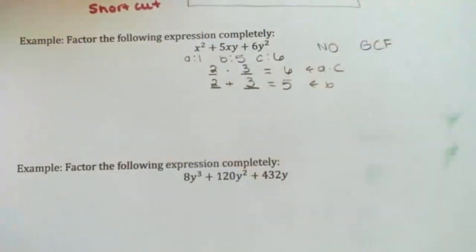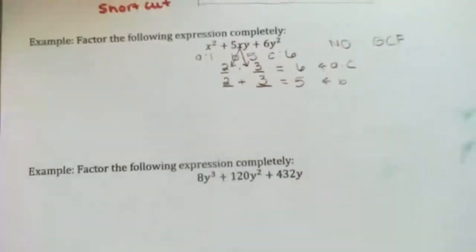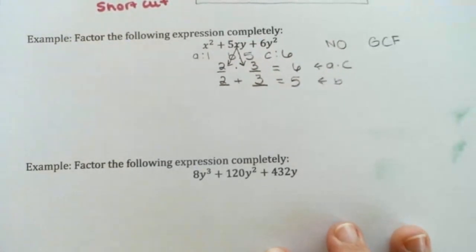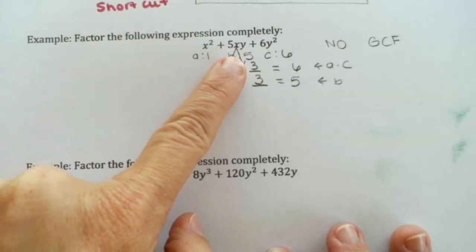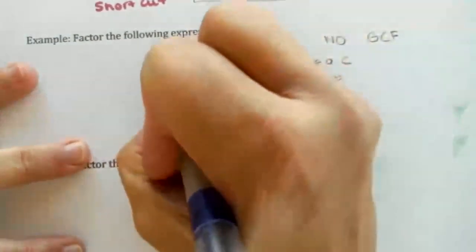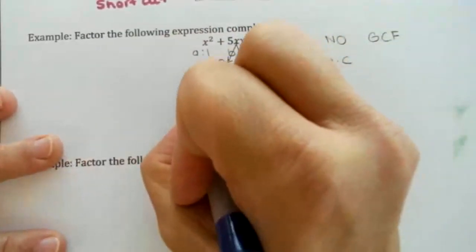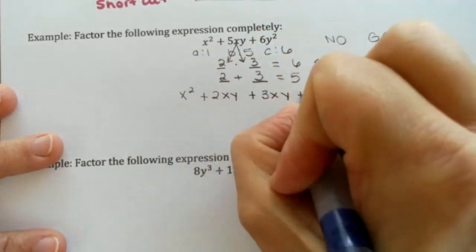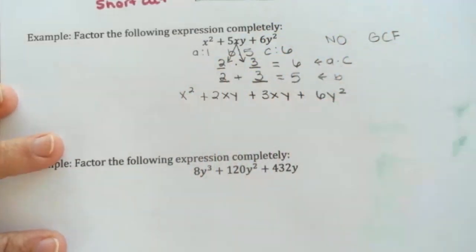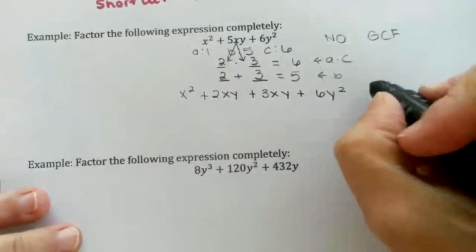So because this one's kind of weird with our variables, let's go ahead and factor by grouping and kind of bring it back to the beginning. So remember, factor by grouping means that we're going to use the numbers in our blanks to split up this middle b term, so to split up 5xy. So we have x squared, and we're going to use the numbers in our blank to split up 5xy. So we have positive 2xy, and then we have positive 3xy plus 6y squared. So now we have four terms. So now we can factor by grouping.